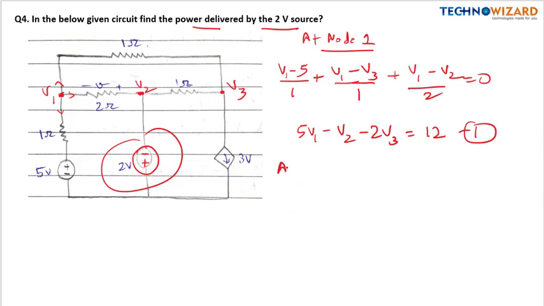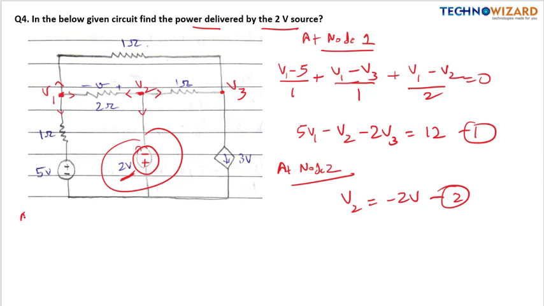Same goes with node 2. At node 2 you can see this is the minus plus 2 volt. So I can write directly V2 is equal to minus 2 volt here. You don't have to apply nodal here. So this will be the second equation, V2 is equal to minus 2 volt.